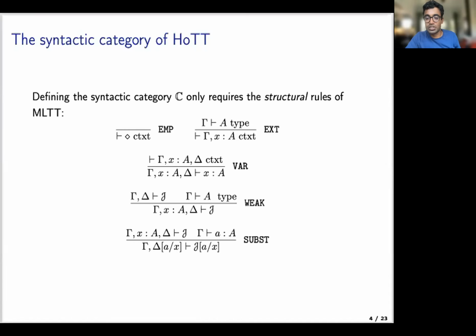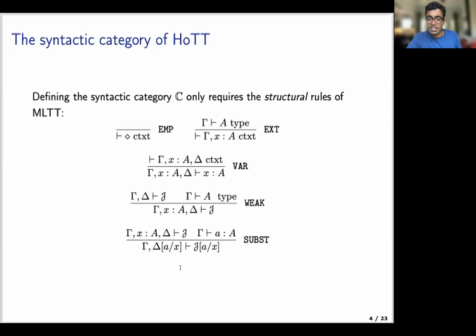So they're the rules for contexts and variables, weakening, and substitution. And when I write an arbitrary judgment here, I mean a judgment of something being a type or something being a term of a given type. And substitution here is substituting out the variable x for the term a. So I think this notation is familiar to you.